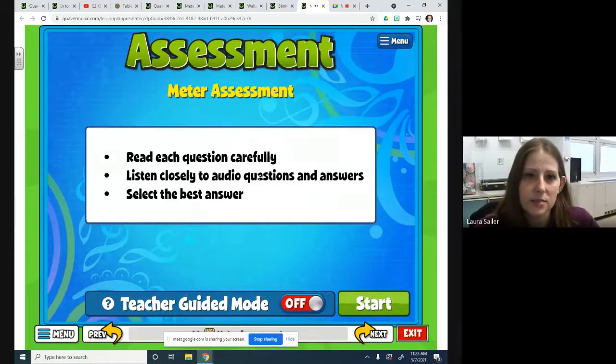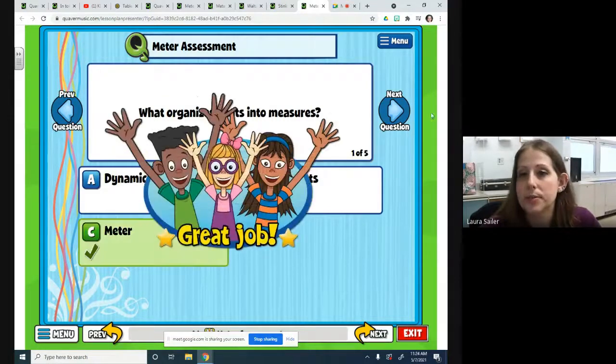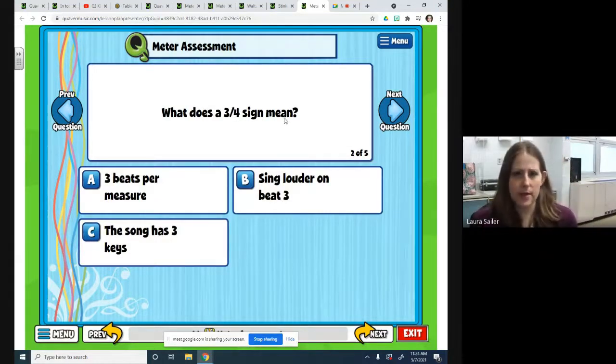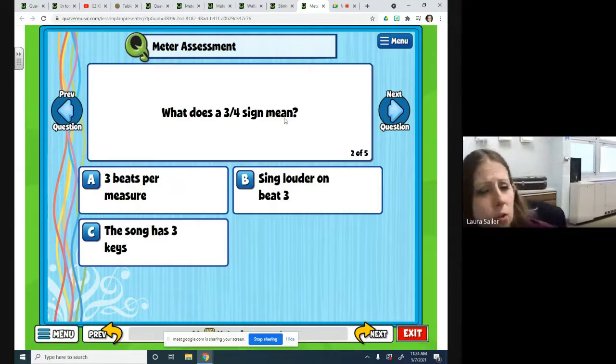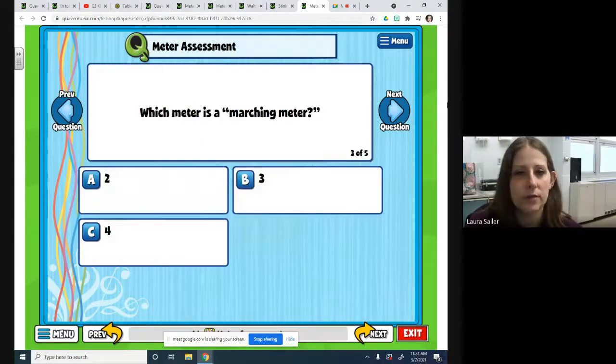And here is our assessment. Here's our test. So we hit start. What organizes beats into measures? A, dynamics, B, instruments, C, meter. Let me answer your question and go up to the blue arrow. What does a 3/4 sign mean? We didn't really talk about this, but that's what you put at the beginning of the music to tell you what meter it is. And we really only pay attention to that first number. So 3 would mean what? A, 3 beats per measure. B, sing louder on beat 3. C, the song has 3 keys. Hopefully we know what that meter of 3 means by now.